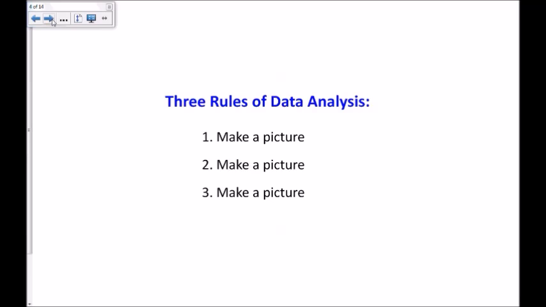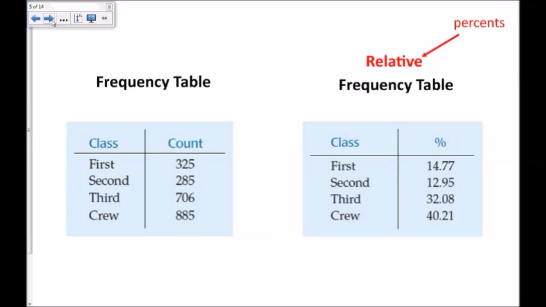So here are several ways to graph and display categorical data. The first is using a frequency table. You simply have the categories and the counts, or the number that fall into each of those categories. The second is a relative frequency table. Whenever you see the word relative, think about percents. So the relative frequency table has the same categories, but then the percent of the total that are in those categories.